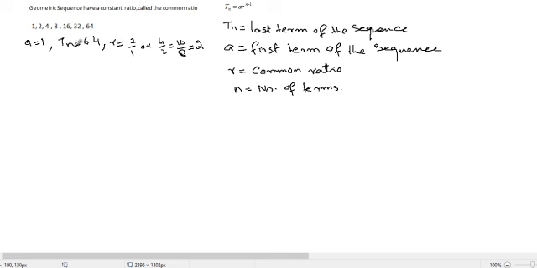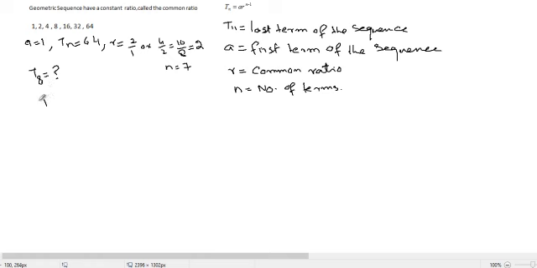Now n is the number of terms. So what is n in this case? Number of terms means we will count all the terms of this sequence. If we start counting 1, 2, 3, 4, 5, 6, 7, so we have 7 terms here. So n is equal to 7. So in this case, if you are asked to find the 8th term of the sequence, how will you find that?